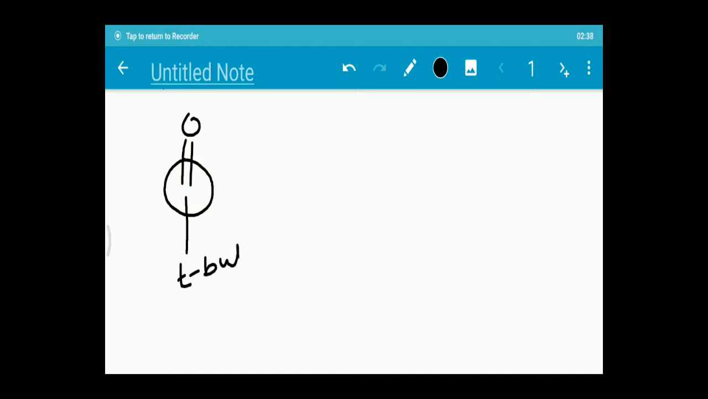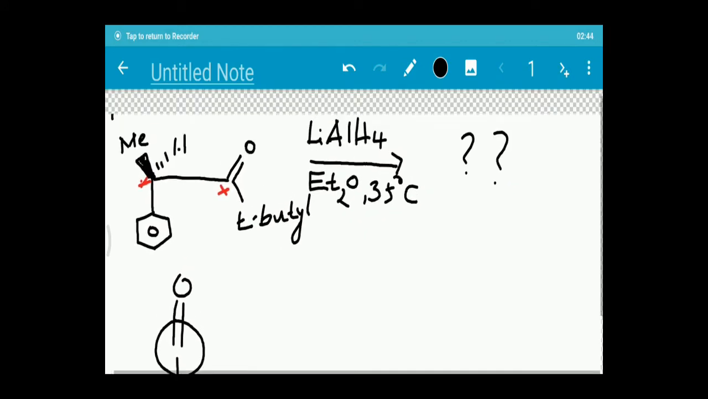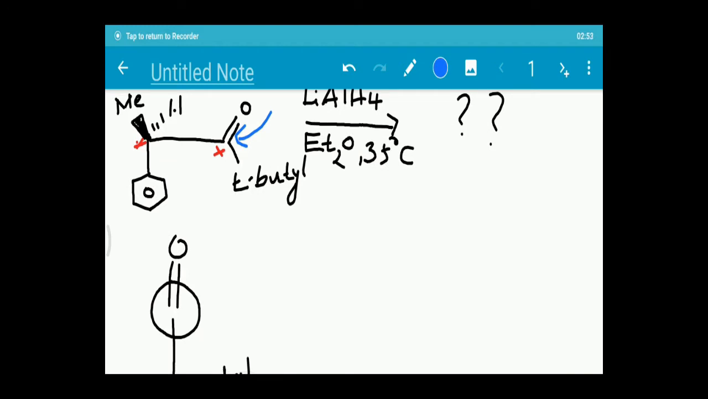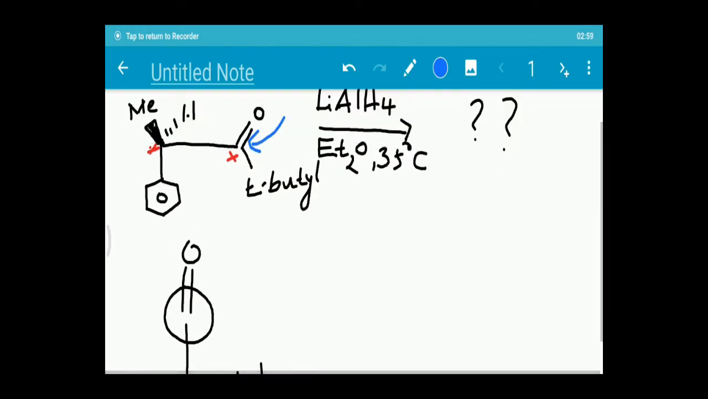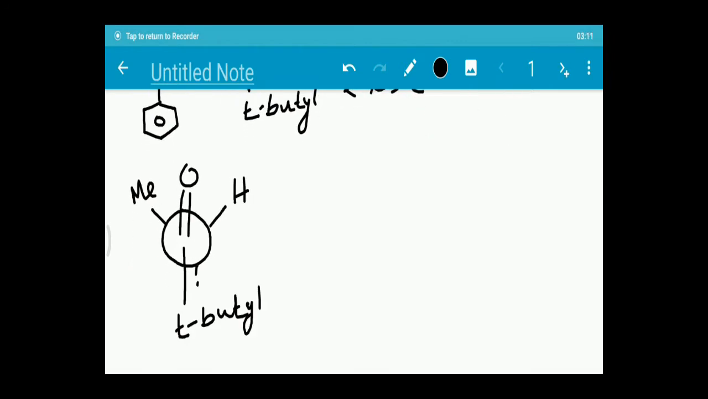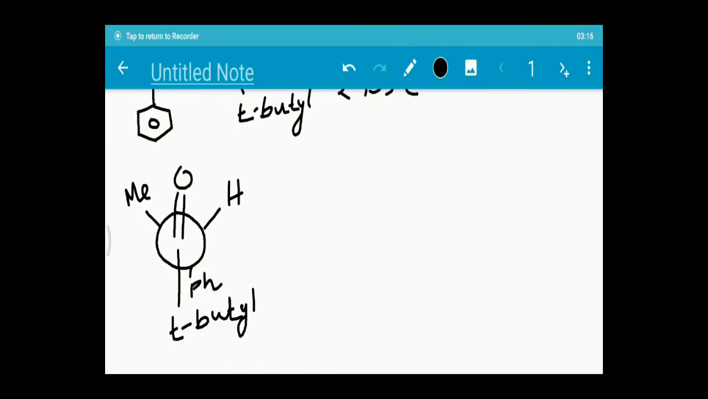So I'm drawing the structure according to Cram's rule. I'm drawing the structure in such a way that I view my molecule from this side. When I view my molecule from this side, I will have my carbonyl oxygen at the top, tertiary butyl group at the bottom, and I will have my methyl group on my left hand side, my hydrogen on my right hand side, and then my phenyl group. That's right.